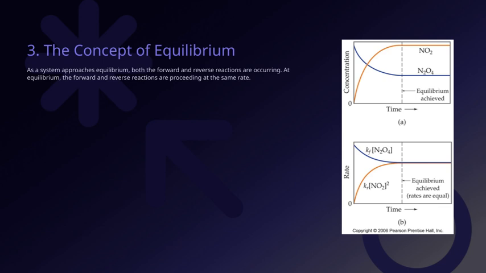This balance means the concentrations of reactants and products remain constant over time, which is a key concept in understanding how chemical systems stabilize. Recognizing this balance helps us see how dynamic processes can lead to a stable state, connecting directly to the broader idea of how reactions reach and maintain equilibrium in chemical systems.